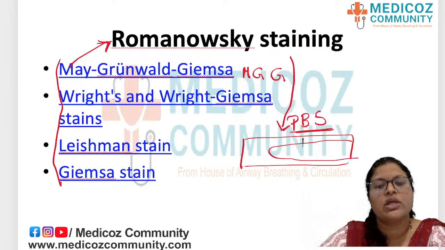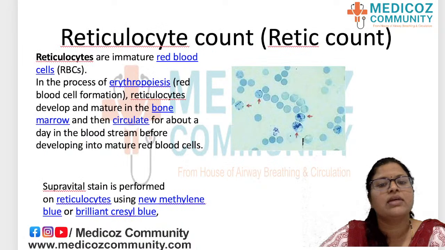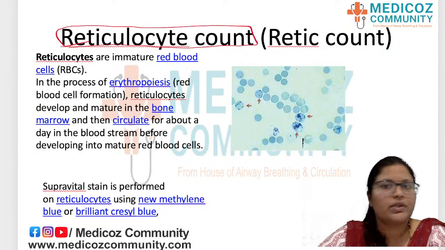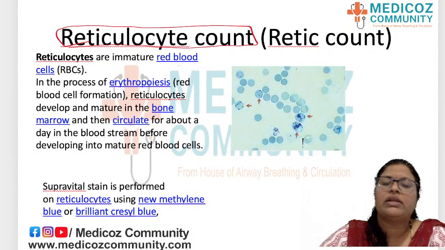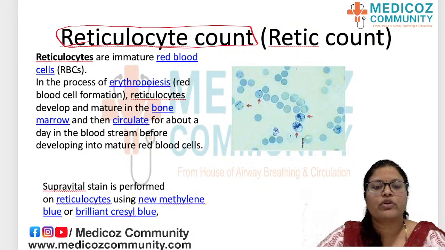The question was, when you do a retic count, what stain do you use? You use a supravital stain, which is brilliant cresyl blue. So first of all, what is retic count? Retic count is counting the reticulocytes in the peripheral blood. Okay. So what are reticulocytes? They are immature RBCs. So when the red blood cells are being formed, these are released. These immature precursors are sometimes released and they circulate for a very short time.